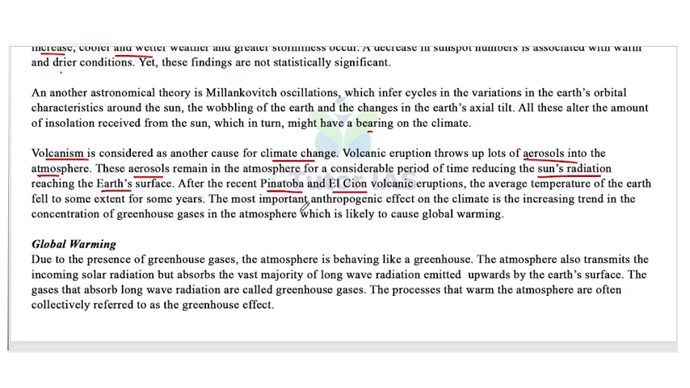After the recent Pinatubo and El Chichon volcanic eruptions, the average temperature of the Earth fell to some extent for some years. The most important anthropogenic effect on the climate is the increasing trend in the concentration of greenhouse gases in the atmosphere, which is likely to cause global warming.